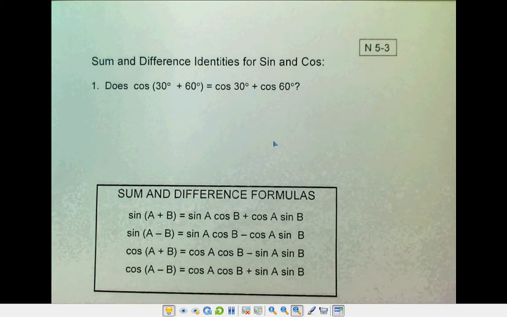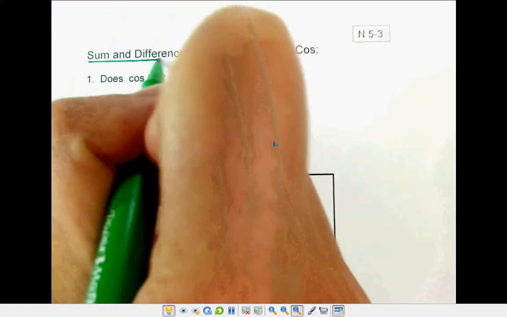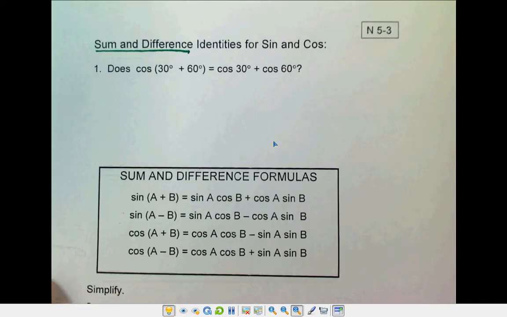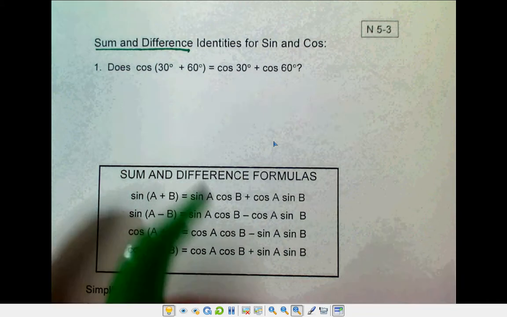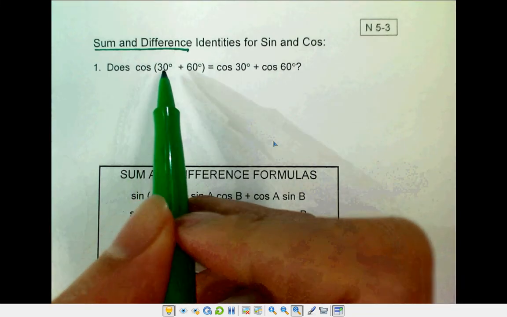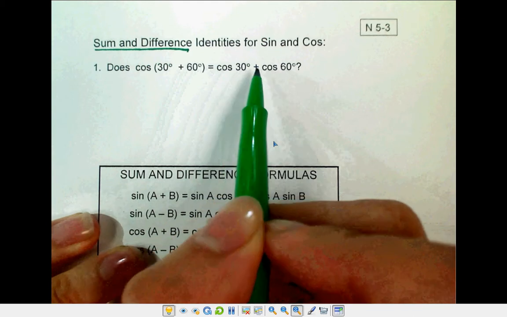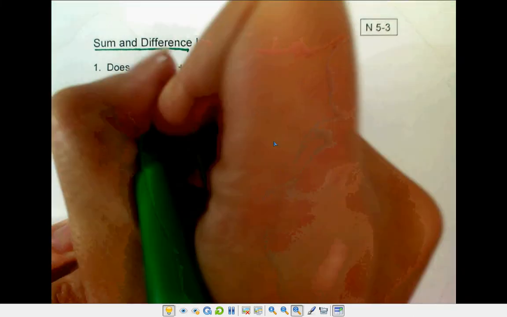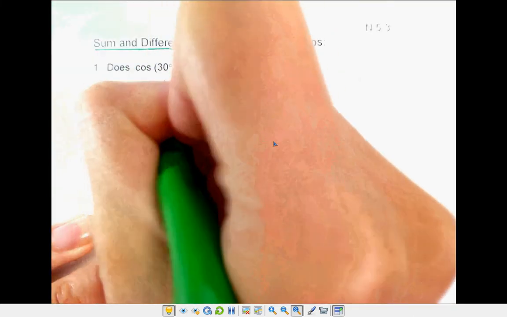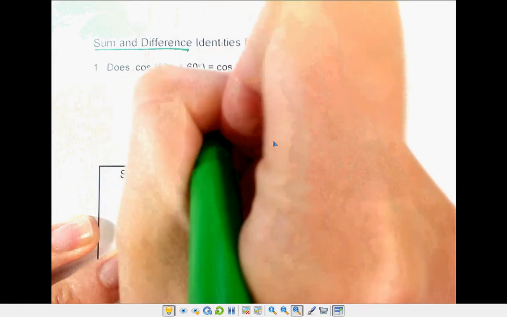Today we're looking at sum and difference identities for sine and cosine. So let's first look at a problem really quickly. Does cosine of 30 degrees plus 60 degrees equal cosine of 30 degrees plus cosine of 60 degrees? So for this first part, if we add 30 and 60, this gives us cosine of 90 degrees.